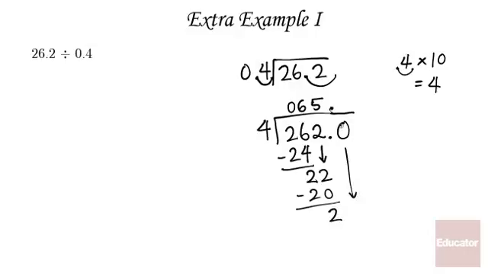Now this 0 wasn't there, right? I placed it there because it's behind the decimal point and it's at the end of a number, so I can place as many zeros as I want. So I can bring down the 0. 4 goes into 20 5 times, okay, and then that becomes 20, and then I have 0. So I am done with the problem. My answer then becomes 65.5. So this is my answer. Okay, so 26.2 divided by 0.4 is 65.5.